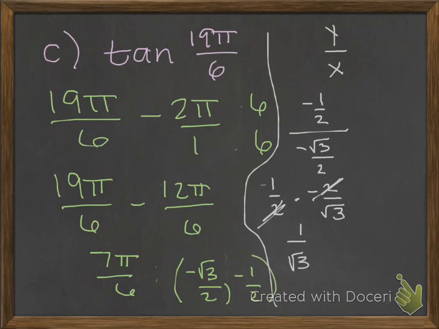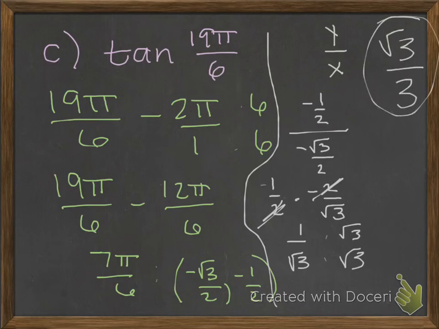And this is not acceptable as a final answer because the square root's in the bottom. So the last thing you need to do is rationalize. And that's when we multiply by root 3. So our final answer is root 3 over 3.